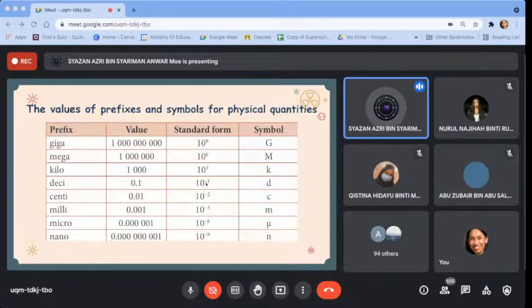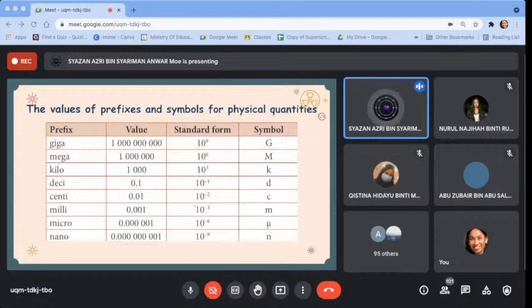So the fifth one is centi, which is 0.01. The standard form is 10 to the power of -2, and the symbol is C. We can see here that it has two decimal points, 0.01. So this is the first decimal point and the second decimal point. So the standard form will be 10 to the power of -2.